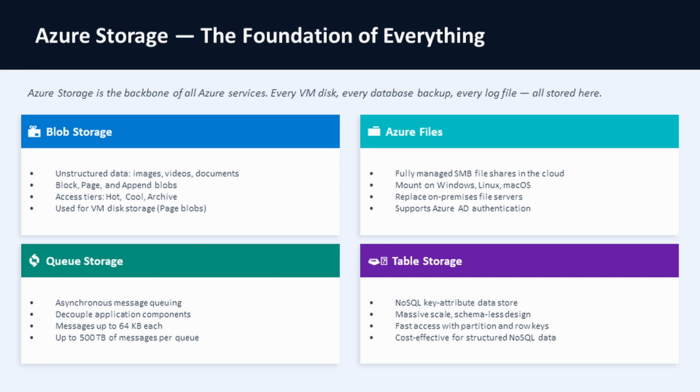The fourth type is Table Storage. This is a NoSQL key attribute store designed for massive amounts of structured, schema-less data. It does not use SQL or a relational data model. Instead, you store data as rows with a partition key and a row key, which enables very fast, direct lookups. Table storage is extremely cost-effective and is well suited for scenarios like storing web application session data, device telemetry, or user profiles.